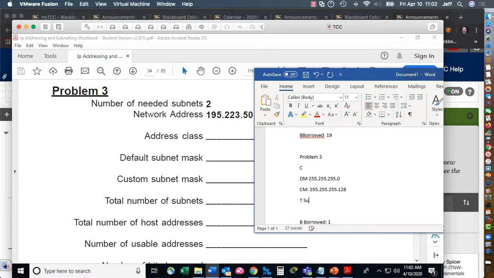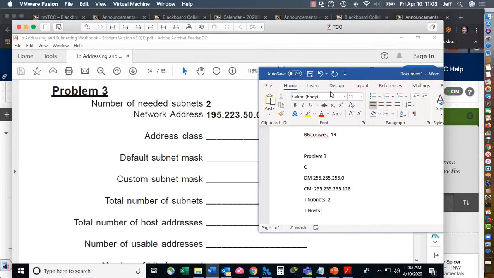Total number of subnets is 2. Total hosts is going to be 2 to the 7th, which is 128, right? Because we borrowed 1 of the 8 bits, and that leaves 7. So 2 to the 7th is 128, and then usable hosts is going to be 126, because we subtract 2: 1 for the network, 1 for broadcast.